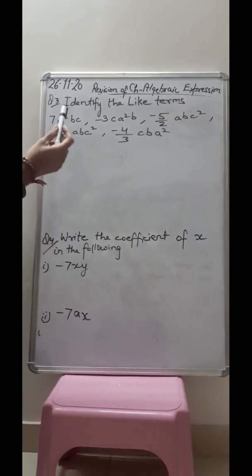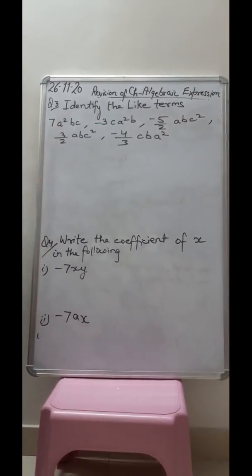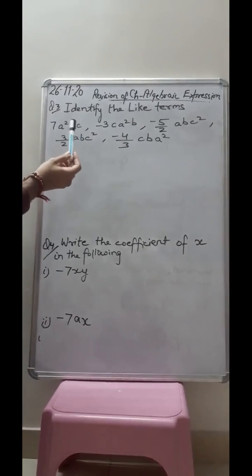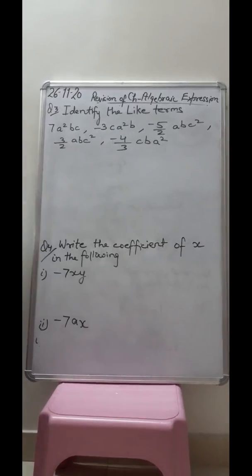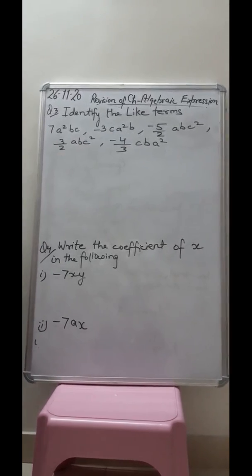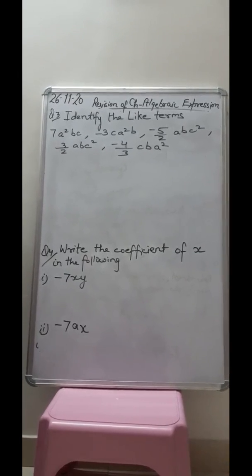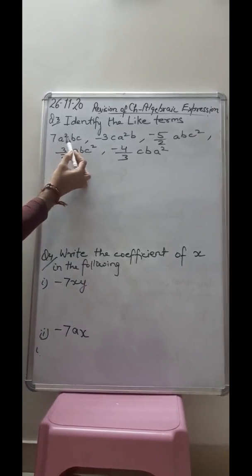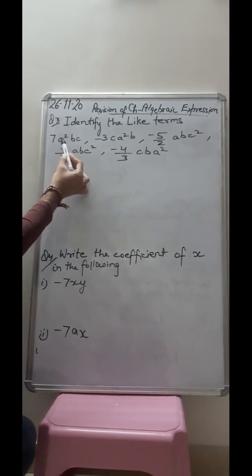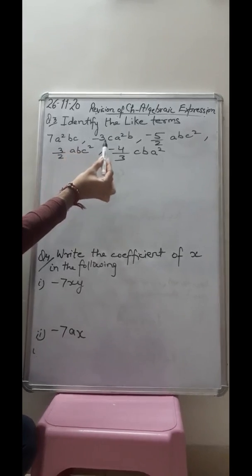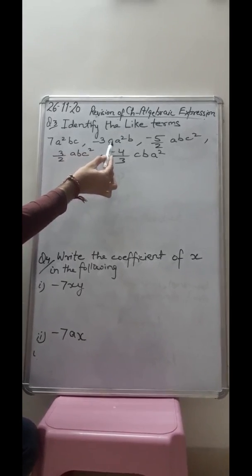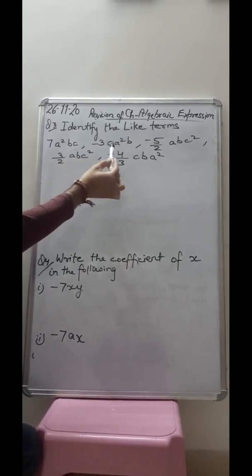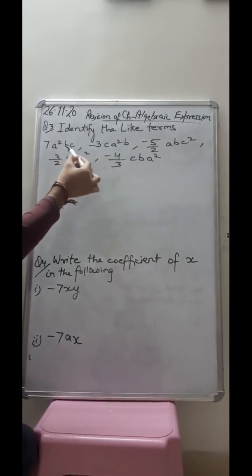Now students, question number 3 is: identify the like terms. Here we can see that we have been given 5 terms: 1, 2, 3, 4, 5. Out of these 5 we have to identify which are your like terms. First is 7a square bc. Here we have to find the term which has a square, b and c. The second is again a square bc. Here the only difference is that they have changed the order of the variables, but this is your like term.